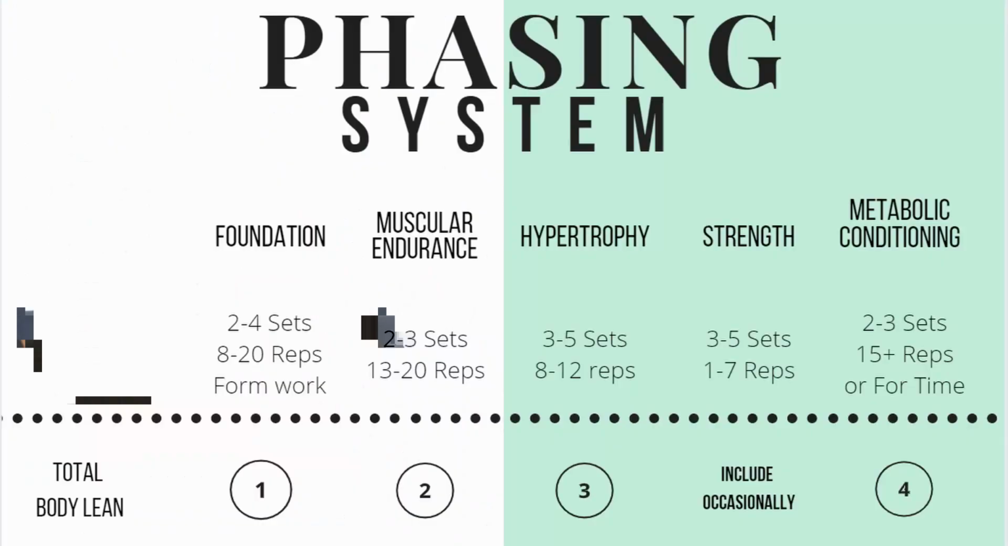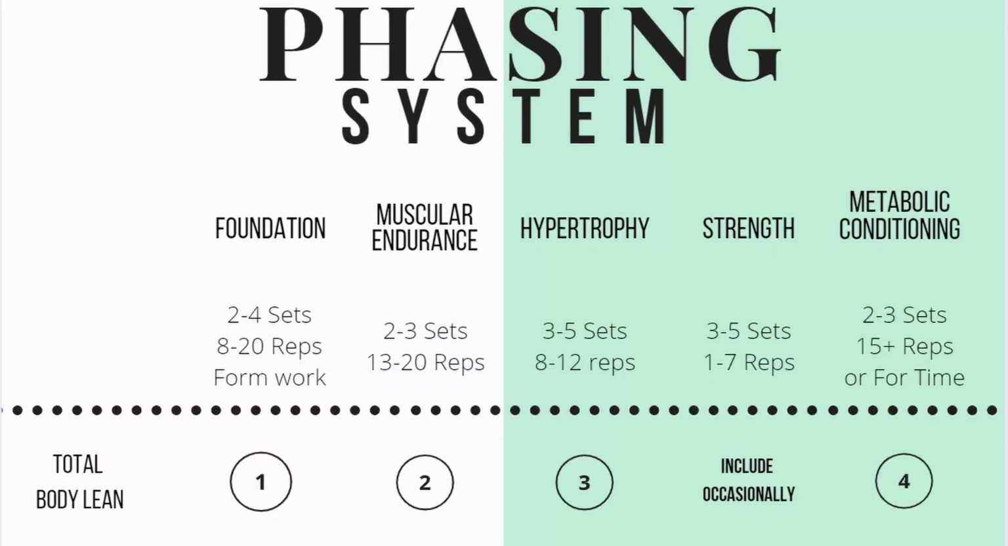Anyways, let's take a deeper dive now into phasing. Okay guys, now we're checking out my phasing system chart. So the 5 fitness phases that I use in my personal training studio and in my online business are foundation, muscular endurance, hypertrophy, strength, and metabolic conditioning.